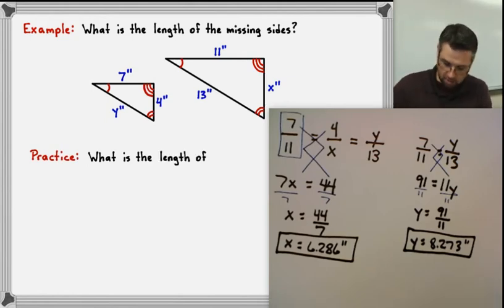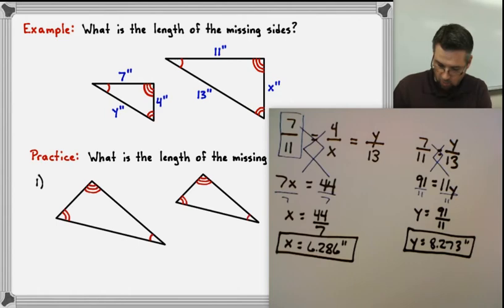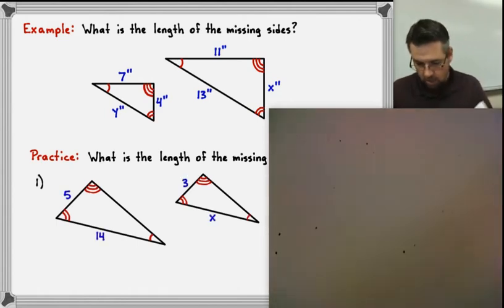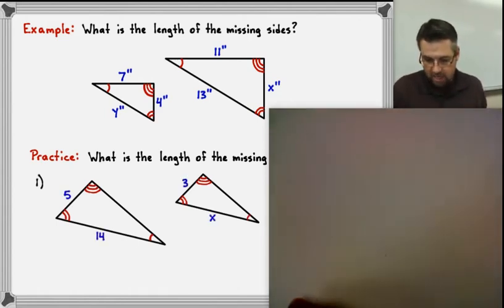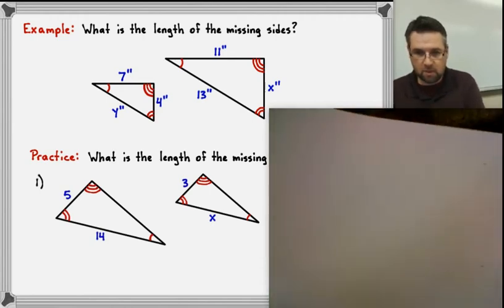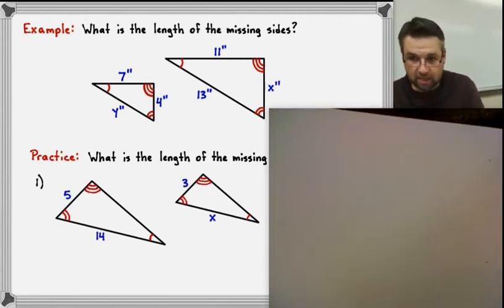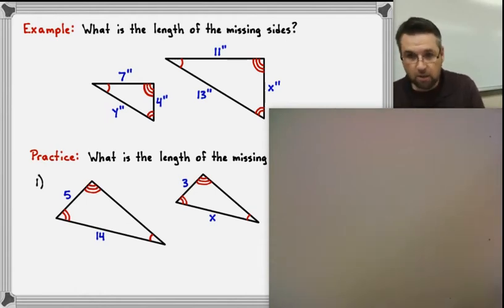Here's a practice problem that I want you to spend a few minutes on trying to solve on your own. And when you are done, push play and see how you did. Okay, so what is the length of the missing side that kind of got cut off? But what do we need to do?